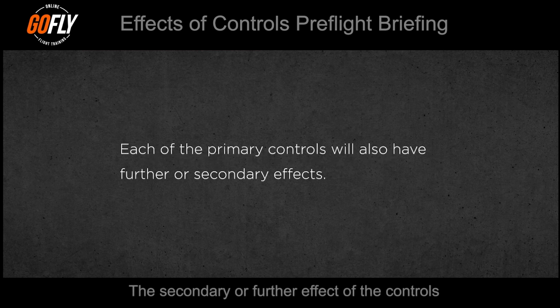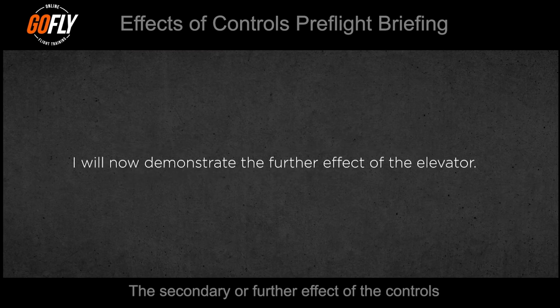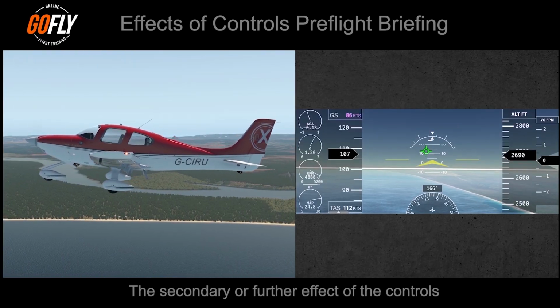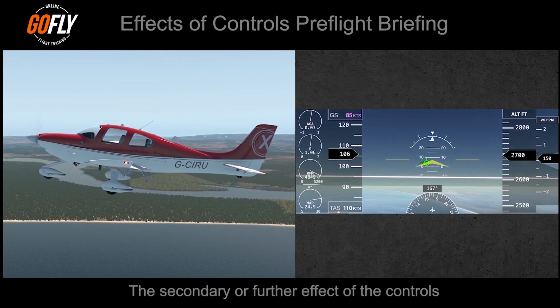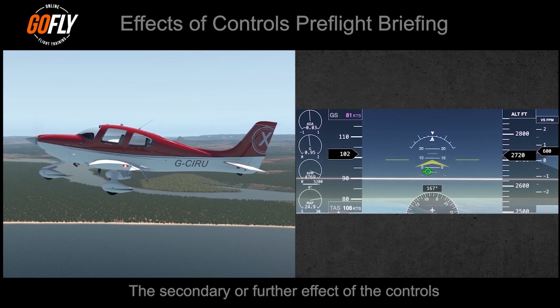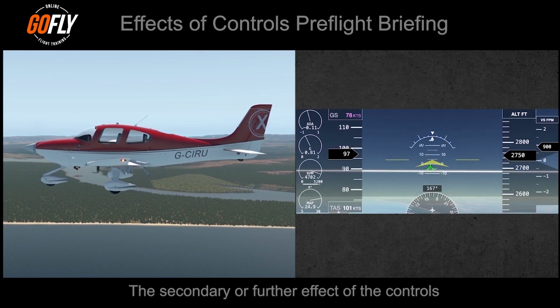Each of the primary controls will also have further or secondary effects. I will now demonstrate the further effect of the elevator. When the aircraft pitches up, the forces acting on the wing and the aircraft change, and as a result, the airspeed will decrease.